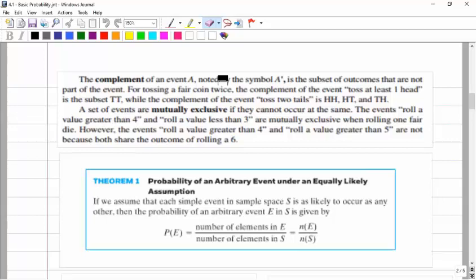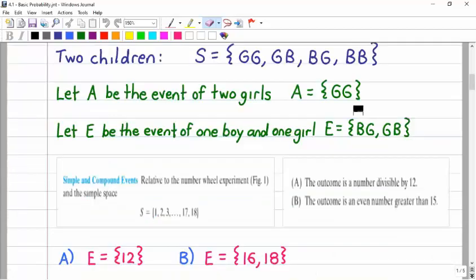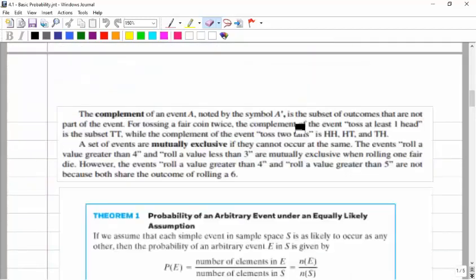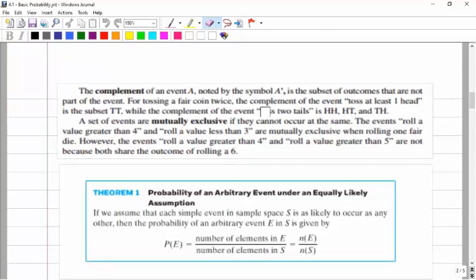So here's an example of the complement of tossing at least one head. Tossing at least one head would be HH, HT, TH. It's the same as the boy-girl one, really, here for 2 coins. So at least one head would be these 3. The complement of that would be the only one in the sample space that's not one of those 3, which is tail, tail. It means it's not in it.